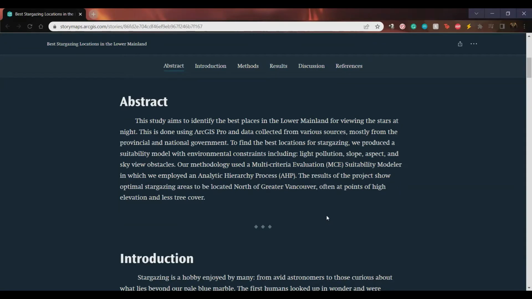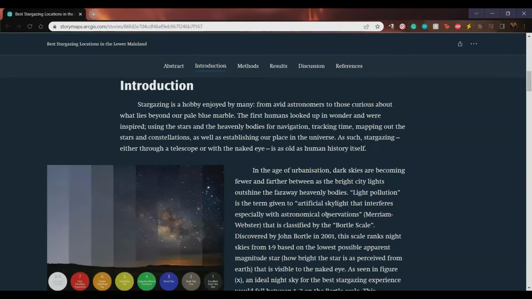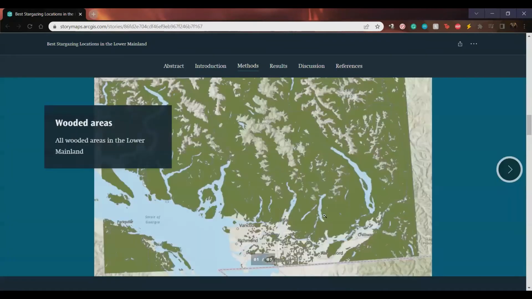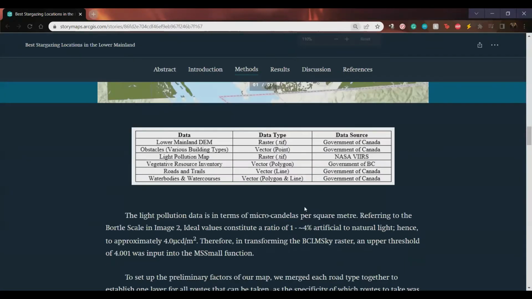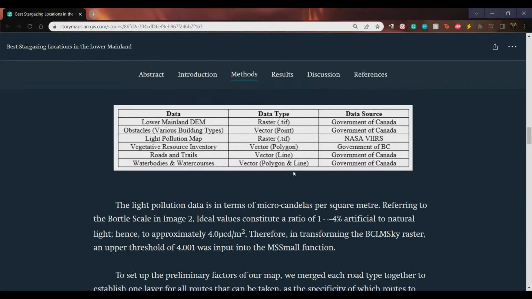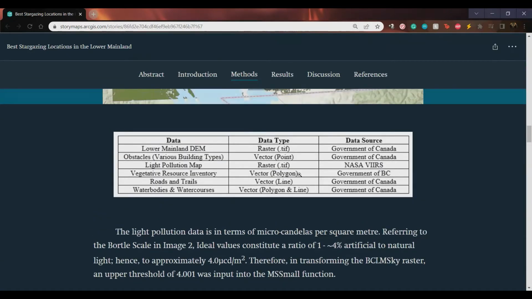We collected data from the Government of Canada and British Columbia. It included DEMs, roads, obstacles such as buildings and facilities, water bodies, and tree cover patterns for the Lower Mainland. We also got a light pollution map, which was rasterized and georeferenced with the help of Professor Klinkenberg, and all of our data was either already in or converted to the 1983 Lambert conformal conic projection.